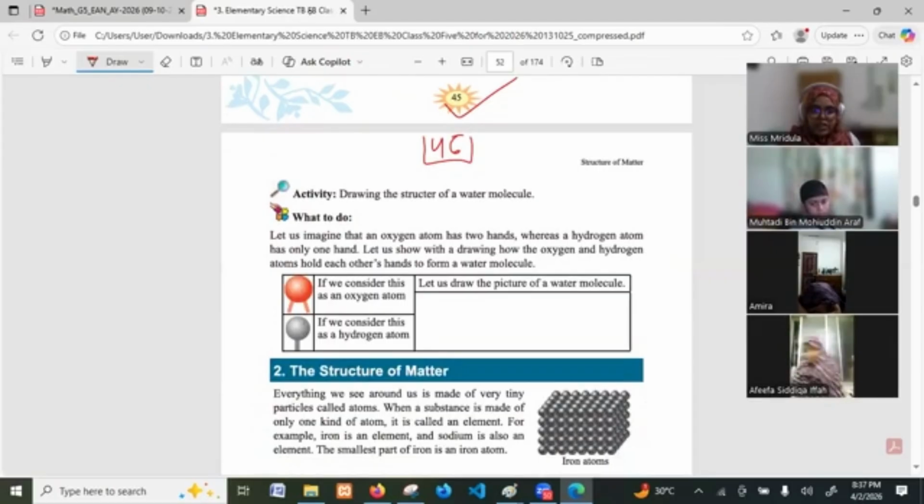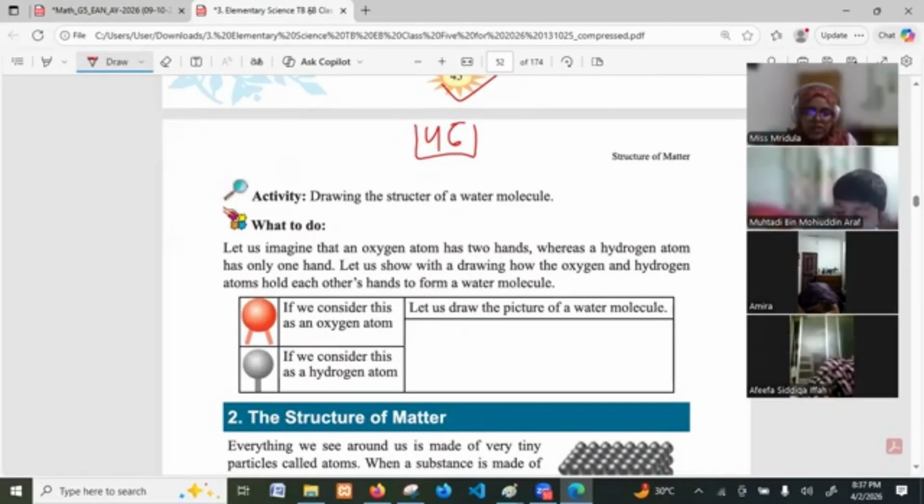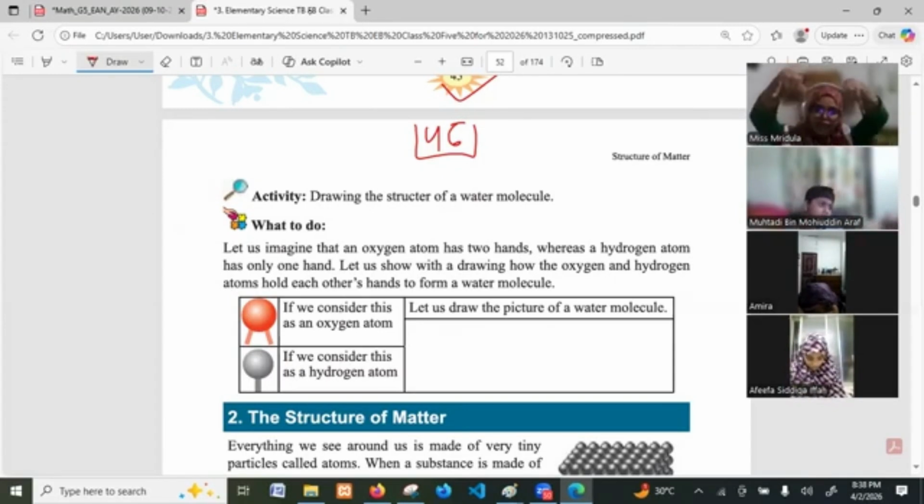Okay, page number 46. The activity is drawing its structure. So drawing the structure of a water molecule. We have already worked with it, so it will be easier for us. And they have also given this, see? So let us imagine that an oxygen atom has 2 hands, as 2 atoms are attaching with it, right? So it should have 2 hands. You can see these are the 2 hands.